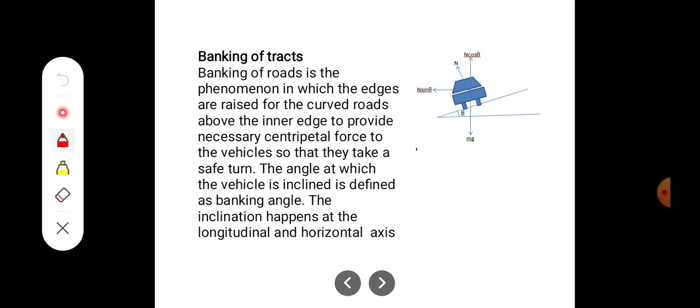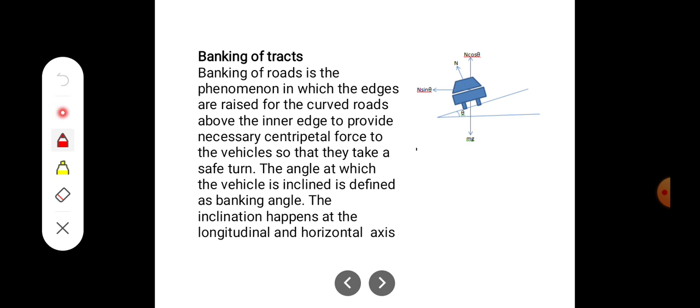Let's move on here. We have what we call banking of tracks. Banking of roads is the phenomenon in which the outer edges of curved roads are raised above the inner edge to provide necessary centripetal force to the vehicle so that they take a safe turn. The angle at which the road is inclined is defined as the banking angle. The inclination happens at the longitudinal and horizontal axis.